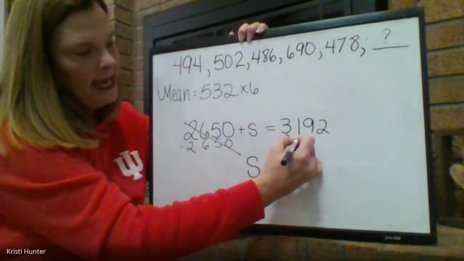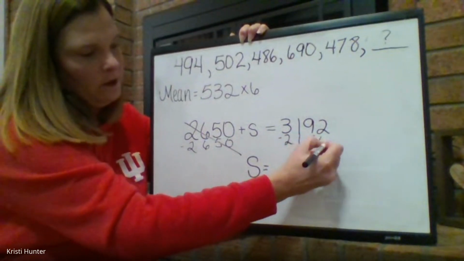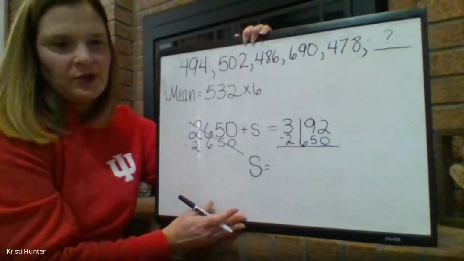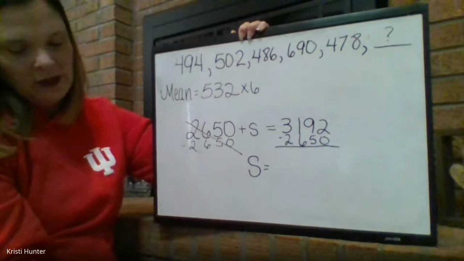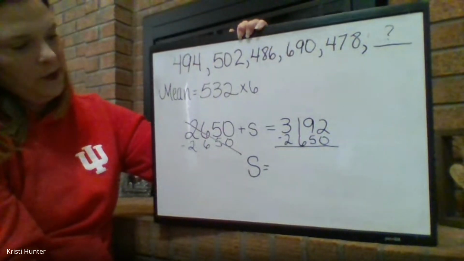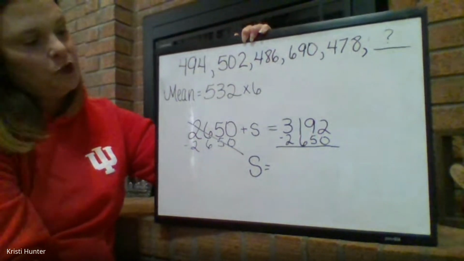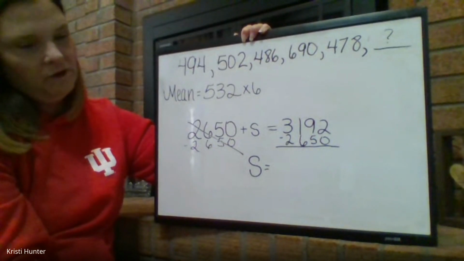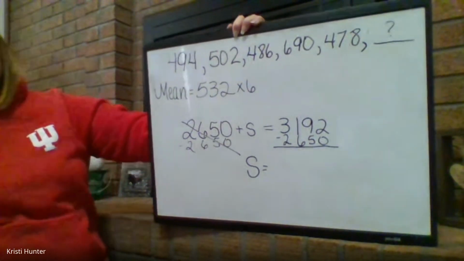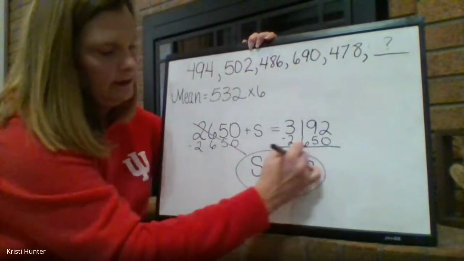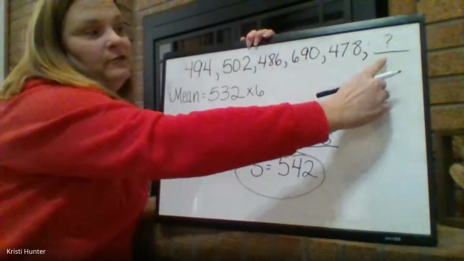And then into my calculator, I can type this new equation. So type that in there, 3,192 minus 2,650. And Tracy, what do you get? 542. 542. And that's my missing value.